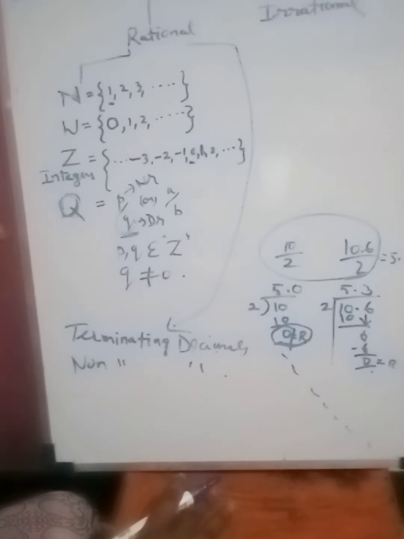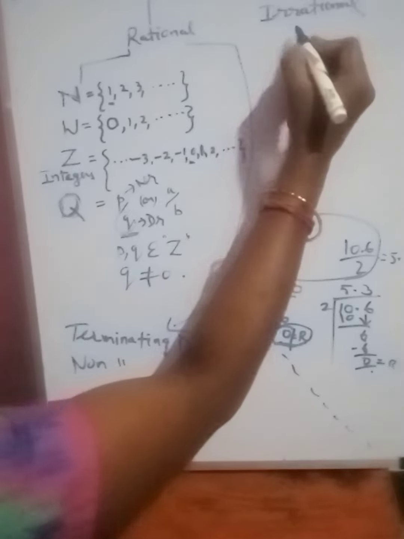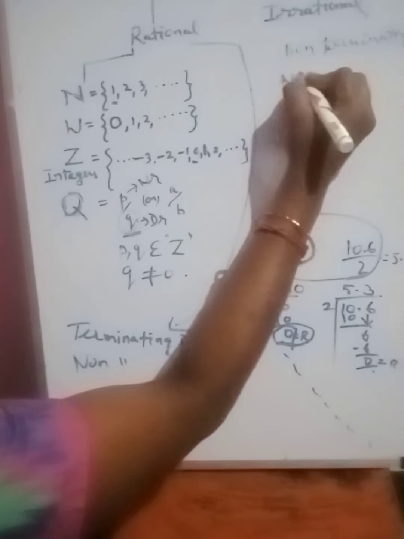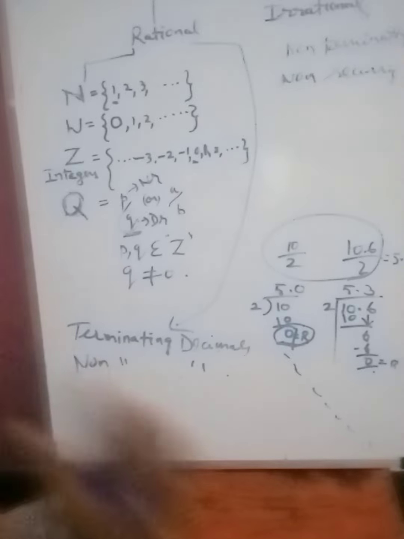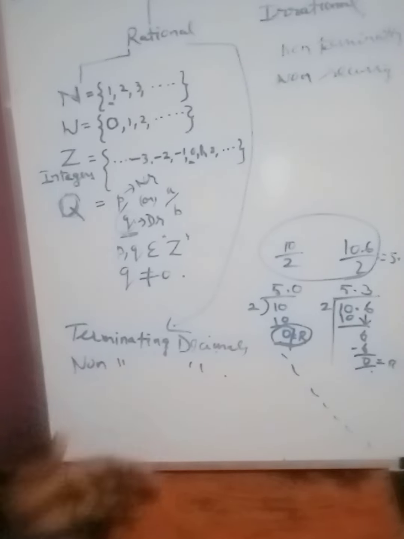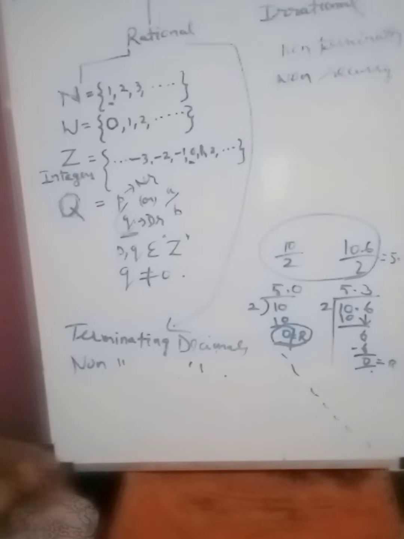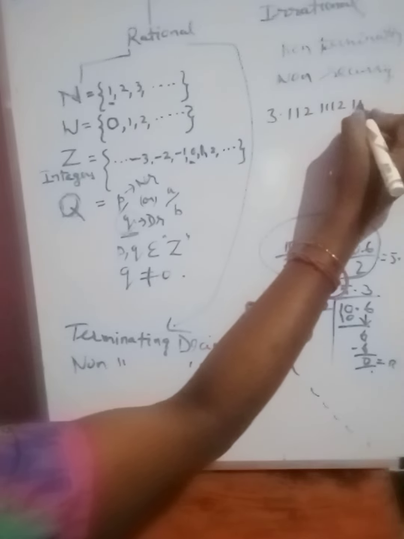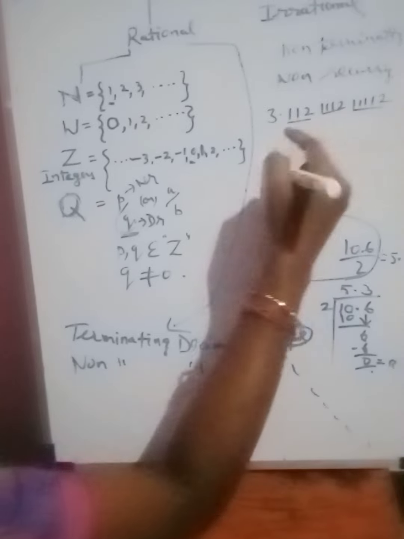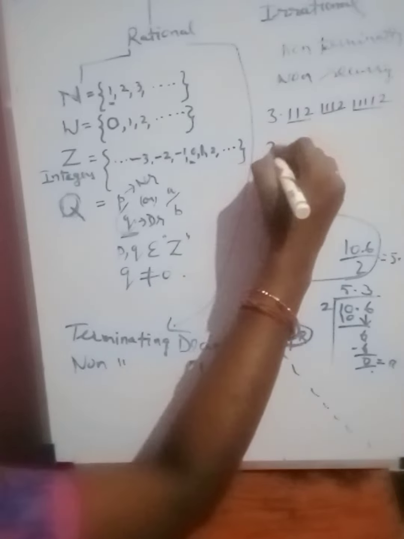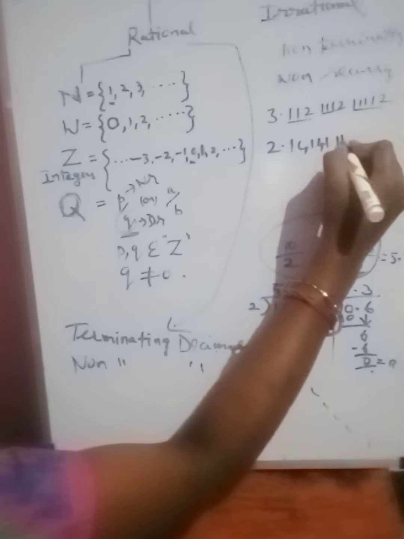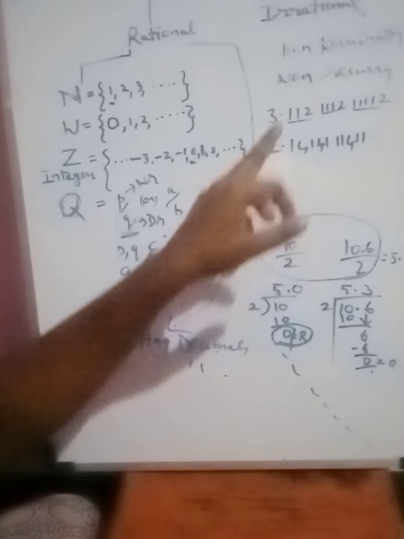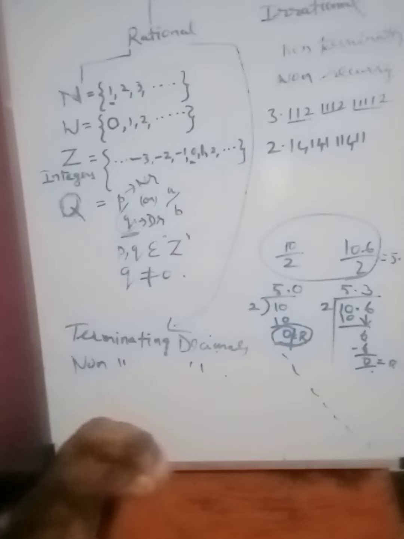Rational numbers can be terminating or non-terminating, whereas irrational numbers are always non-terminating and non-recurring. What is non-recurring? It does not come again and again. Recurring means repeating. Non-recurring means the pattern that came does not repeat. For example, 3.112, 1112, 11112: if you look at the pattern, the 112 pattern does not repeat. Similarly 2.14, 141, 11411, and so on. So it does not repeat. Not repeating the pattern is called non-recurring.